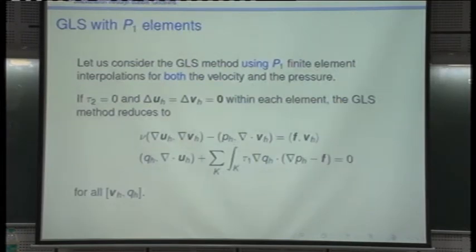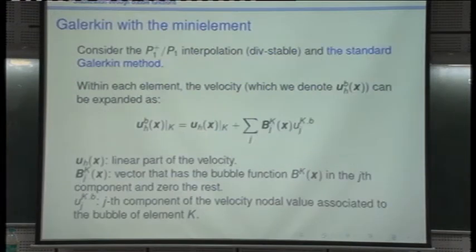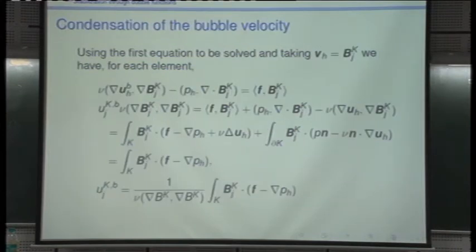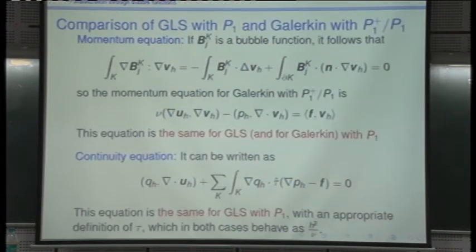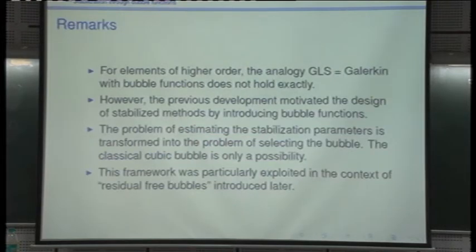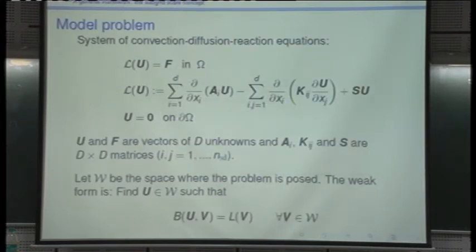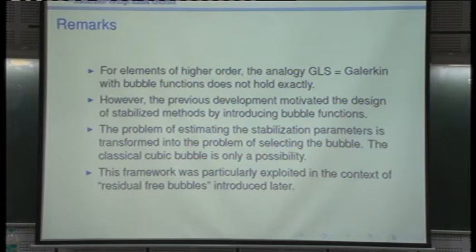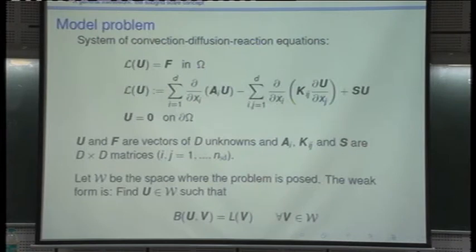Okay. So now we also analyzed the GLS with P1 elements, and we saw that the GLS with P1 elements is equivalent to the Galerkin method with that element, the so-called mini element that we have seen today. We saw the explanation yesterday, after condensation of the bubbles, and that leads to the introduction of bubbles as a stabilization method.